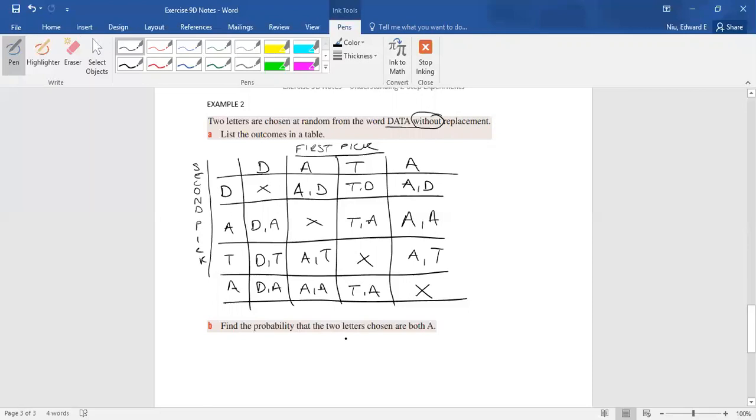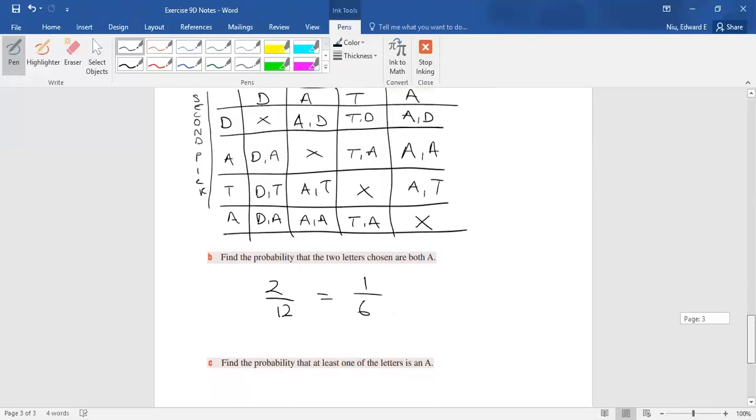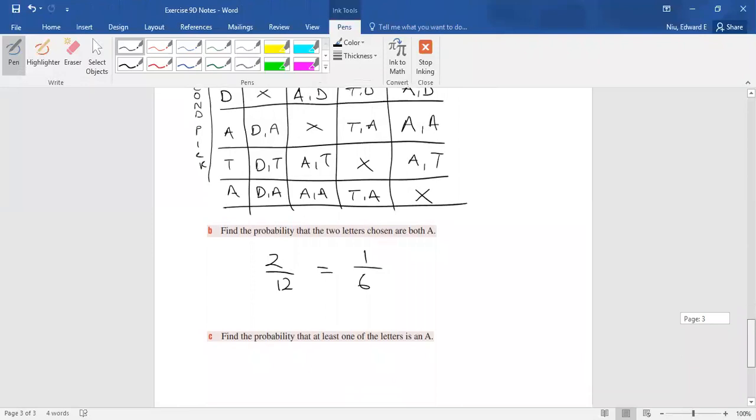So find the probability that the 2 letters chosen are both A. Well, how many do we have in total first? We've got 1, 2, 3, 4, 5, 6, 7, 8, 9, 10, 11, 12. We've got a possibility of 12 total outcomes. The 2 letters chosen are both A. Well, we've got 1 and 2. So 2 of the sample spaces out of the 12 possible gets us 1/6. You can leave it as 2 on 12 if you like, or you can simplify it. Both are acceptable, though the textbook will always go with the simplified.